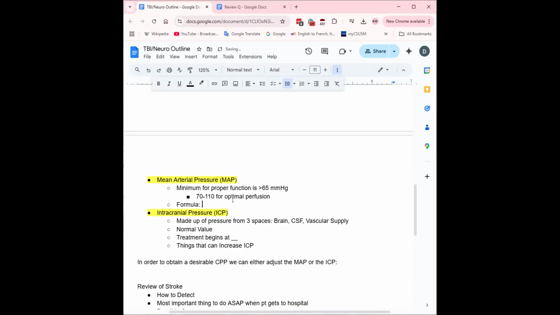So again, you guys have had to do this probably for every test, or we keep bringing it up because it should be coming up probably every test: the formula for the MAP. So what is that? Yeah, so two times diastolic plus your systolic, quantity over three.